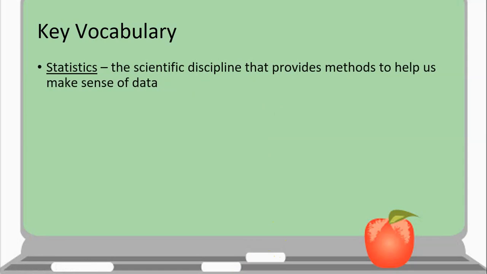Key vocabulary. Well, first of all, what is statistics, right? What is this course we're taking? It's the scientific discipline that provides methods to help us make sense of data. Okay, we did some sort of a survey. We've got lots of numbers in front of us. Let's try to make sense out of these numbers and get some information about that population.